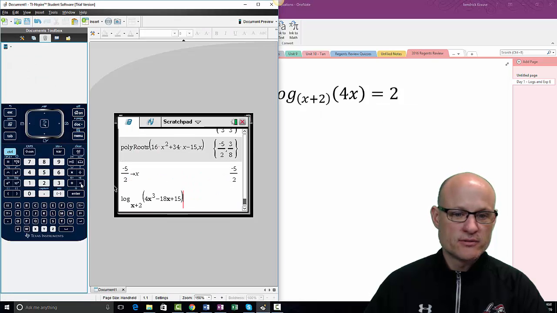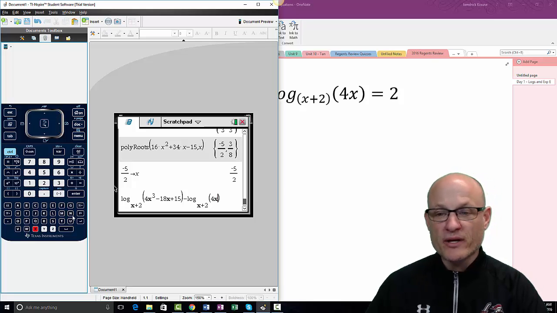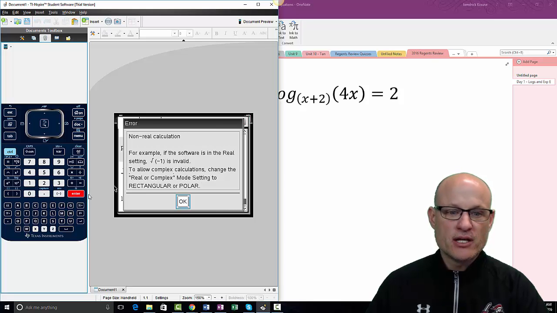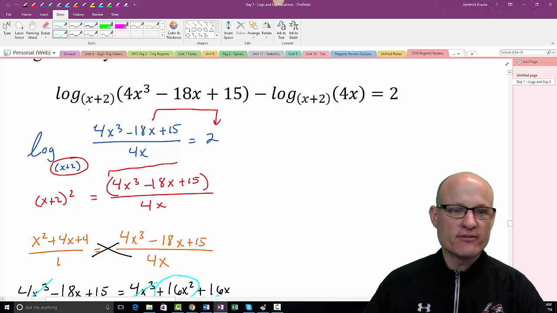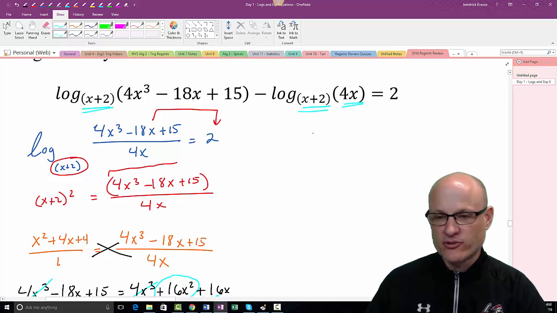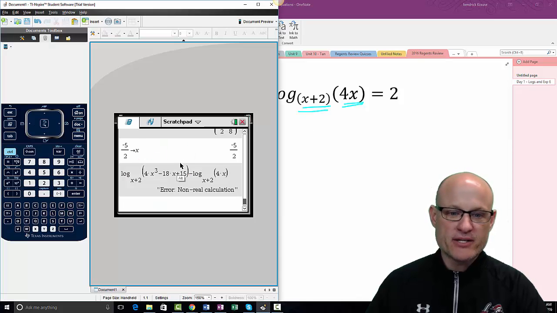Minus 2 log base x plus 2 of 4x. Now, if we're hoping that this equals 2, this one's going to crash, and it gives you this. So that means that answer didn't work. The reason is that answer is really negative 2.5, and negative 2.5 makes these negative. It also makes this negative, which is a big problem. You can't have it.